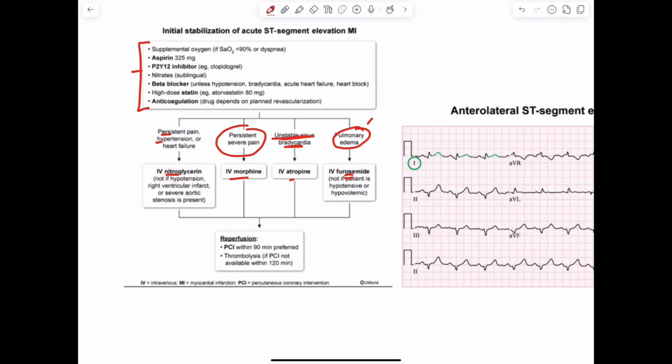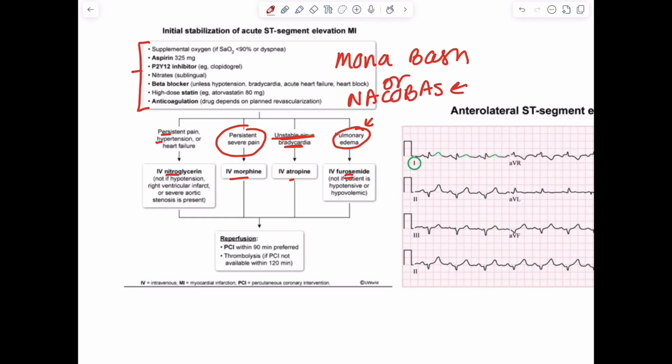These are just extra sprinkles over the standard Monabash or Nakoba's list that we just went through. So you give the Monabash, okay, or Nakoba's. I'm biased against it for this one, not against it. And then if the patient meets any of these things, you can add one of these. So these are not part of the standard treatment. These are just an extra something, okay?